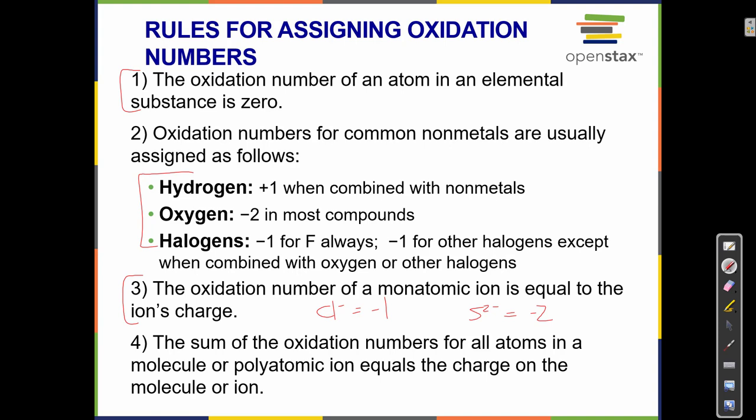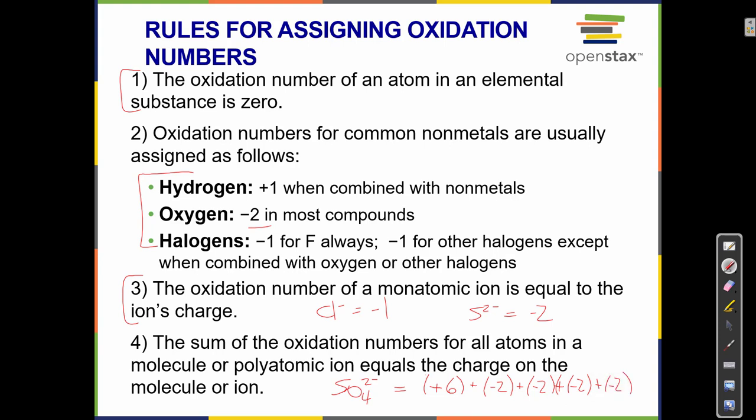If I have a polyatomic ion, then the sum of all of those oxidation numbers equals the charge. So SO4 2 minus, let me write that a little bit more clearly here. In SO4 2 minus, whatever the oxidation state of S is, and it happens to be plus 6, so S is plus 6, and we'll get to how I know this, I just want to demonstrate what this means. S is plus 6, and the oxygen atoms are all minus 2, like we say up here, oxygen is minus 2. So plus, minus 2, plus, minus 2, plus, minus 2, plus, minus 2.